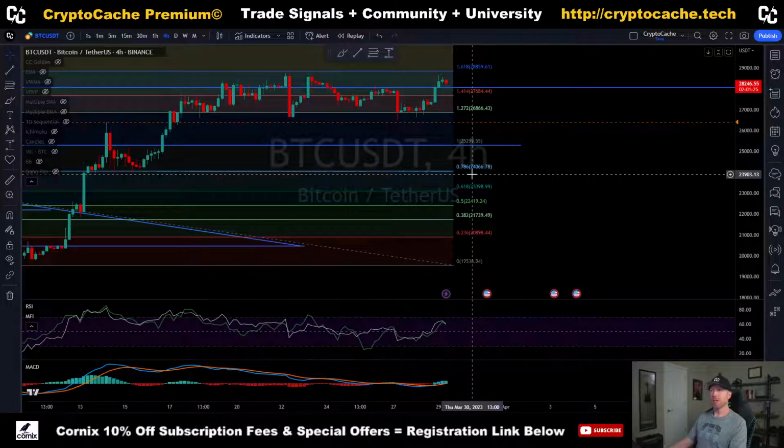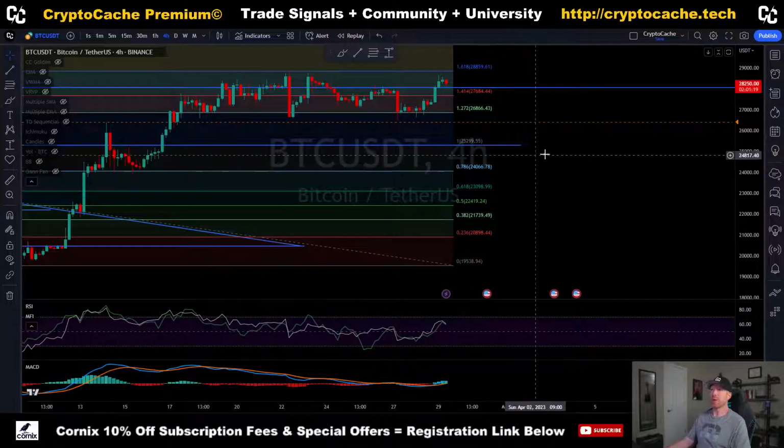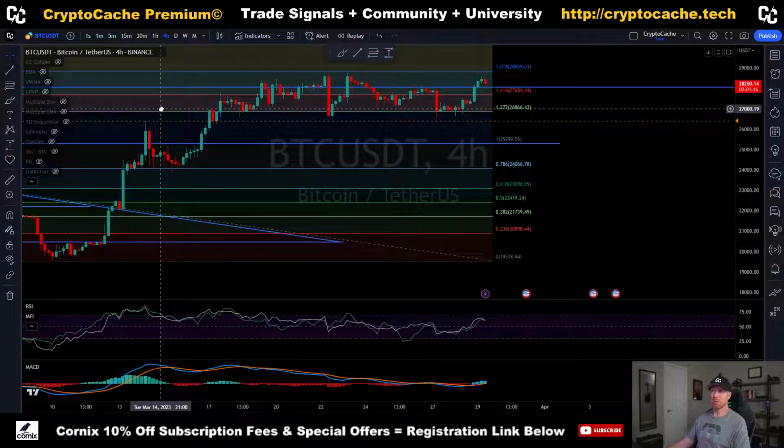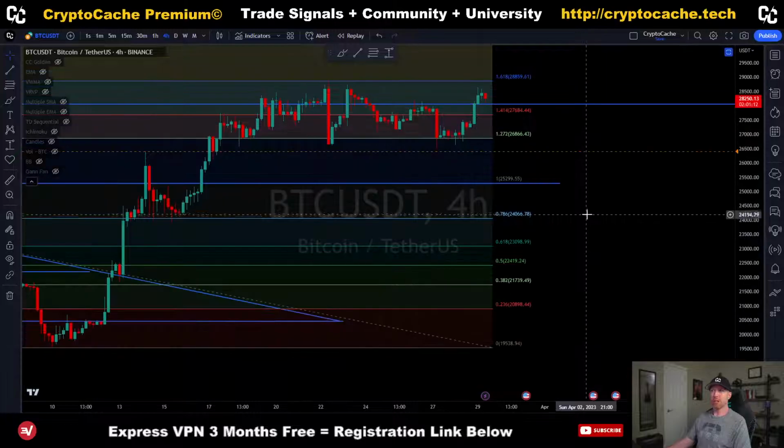But if the price breaks below, just say it stays at 28,000 or lower, then there's a good chance we'll see further downside. So we've kind of got this little gray area that we're in right now, and it's hard to identify specifically what may happen next. But the truth is here that these are not bearish signs at all on the 4 hour.